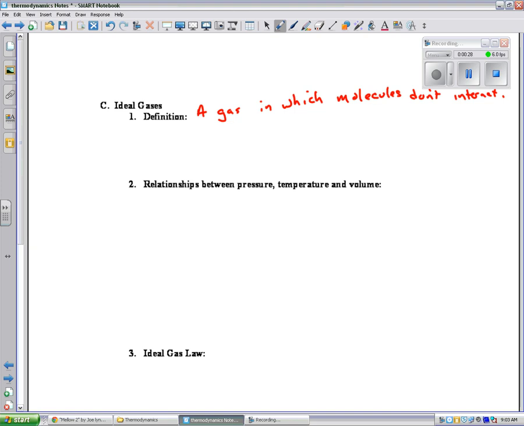So I'm going to do a T-chart over here. We're going to put real gases on this side and ideal on this side. Now, in a real gas, the molecules attract each other. But in an ideal gas, there is no attraction between the molecules.